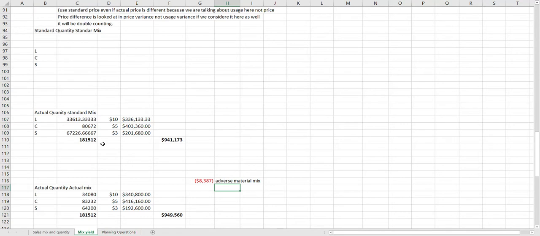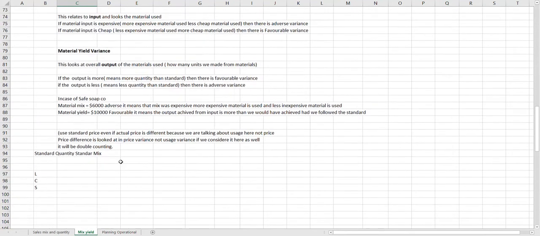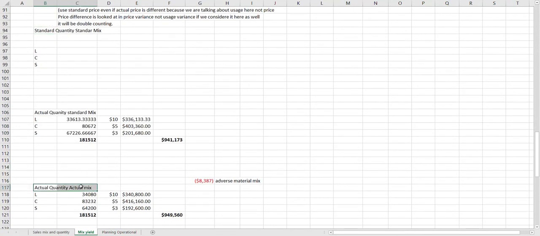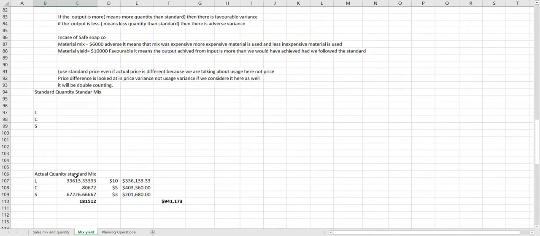Okay, so taking the same quantity and looking at according to the standard mix, we'll look at the mix variance. And focus here, the quantity remains the same, the mix changes. We are looking at actual mix with standard mix. Next thing I put at the top is standard quantity, standard mix. So first, there was actual quantity and actual mix. Then the quantity was actual, but the mix became standard. Now the quantity is also standard, the mix is also standard.